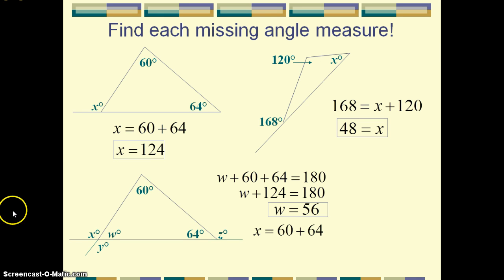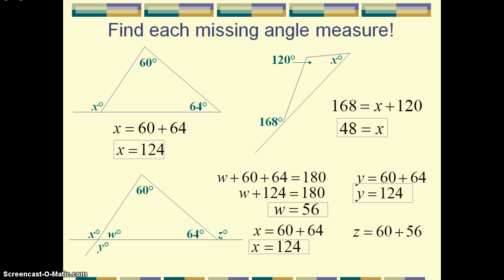I can find what angle x is, since this is an exterior angle, by adding up the interior angles to get x is 124. I can find angle y by doing the same thing, adding up the interior angles to get that y is 124. And I can find angle z by adding up its interior angles, which would be 60 and 56, to get that z is 116.